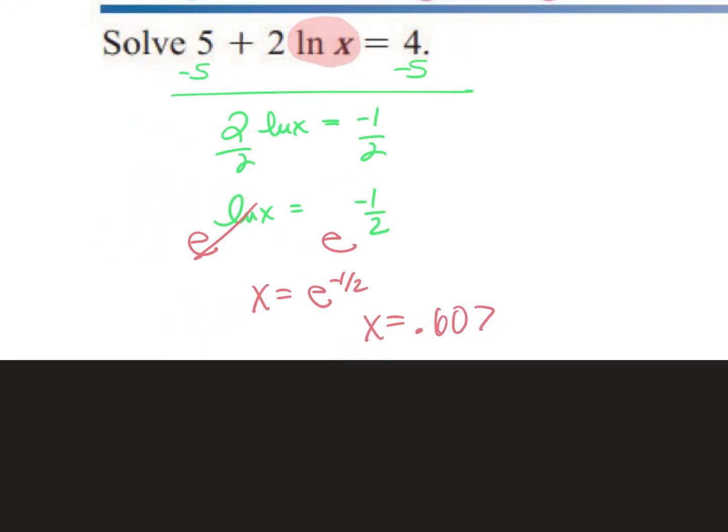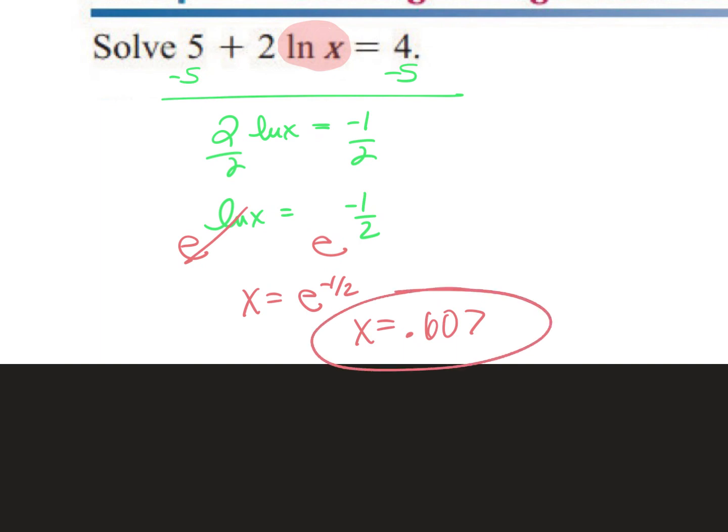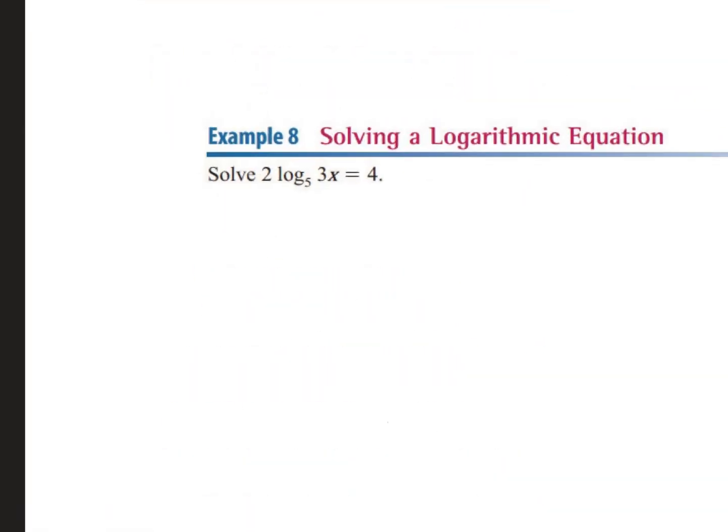Now, what do I need to do? I need to make sure when I plug in 0.607, is that a negative number? No, then we're good. Good job. 2 more. We're almost done.